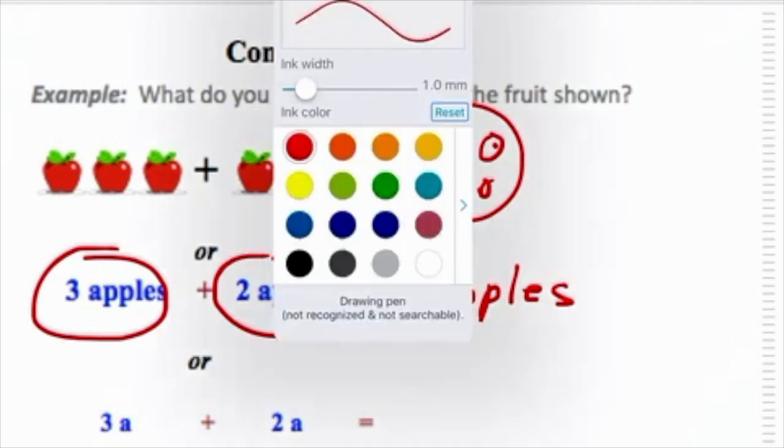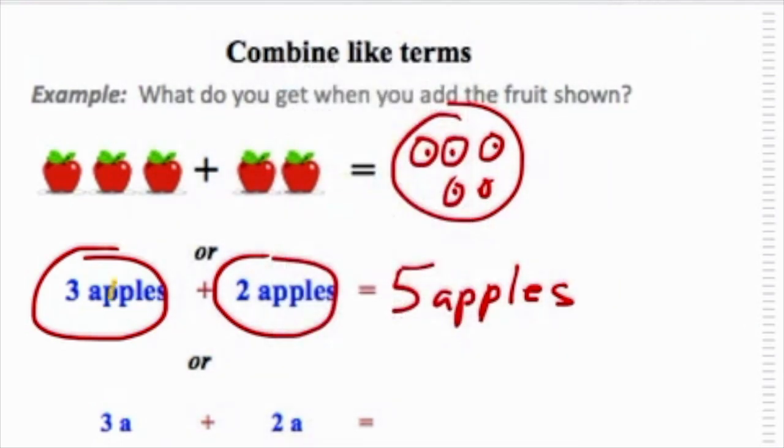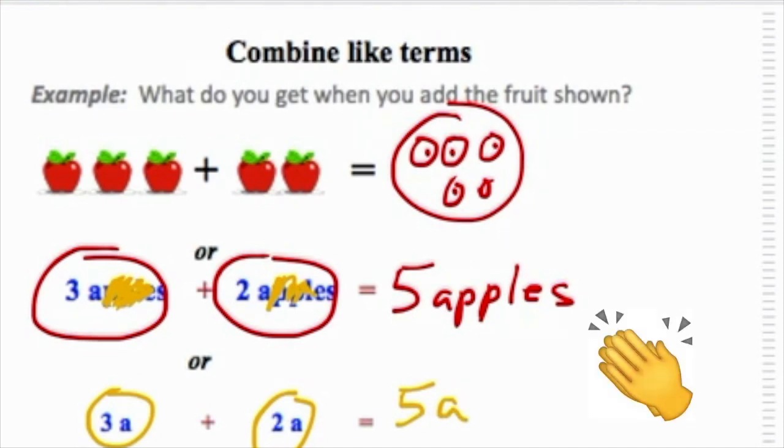Now I'm going to be a little lazy. Instead of apples, I'm just going to put the first letter, which is A. So it's going to be 3A plus 2A. That's how I got this. And 3A plus 2A is 5A. Done. That right there is algebra.